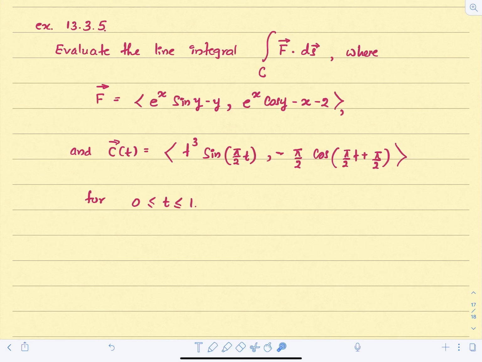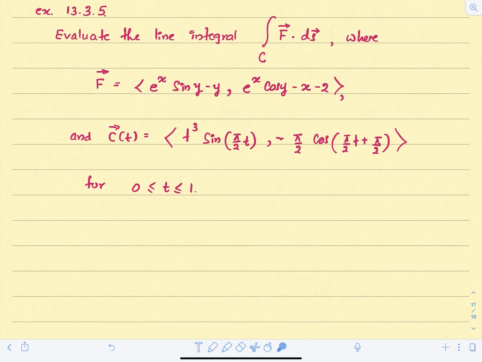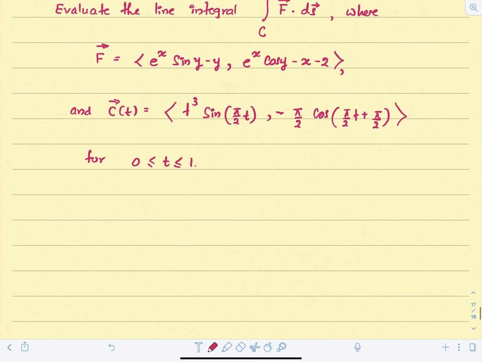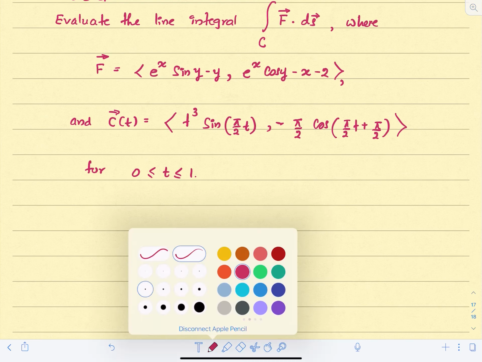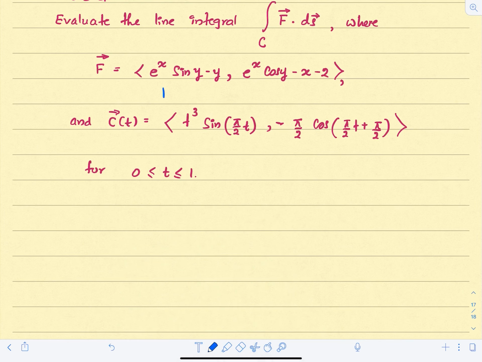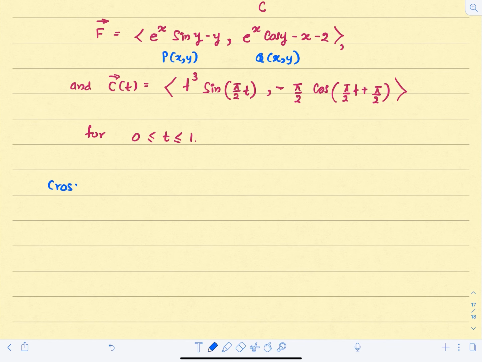Now, first let's check whether we could apply the fundamental theorem for line integrals for this particular problem. The first thing we need to do is check whether this vector field is conservative or not. Since this is a vector field in R2, we have to use the cross partial test to check whether this is conservative or not. So let's use the cross partial test first.